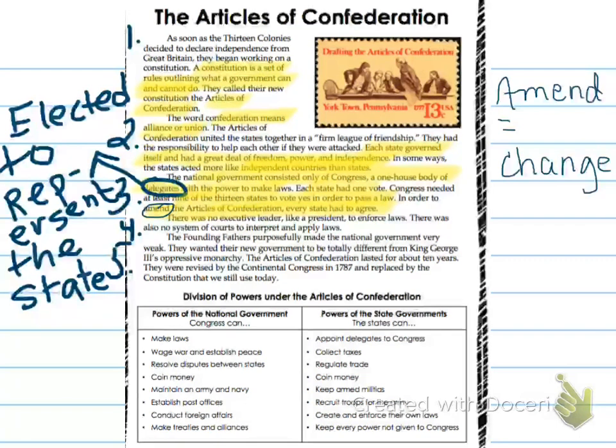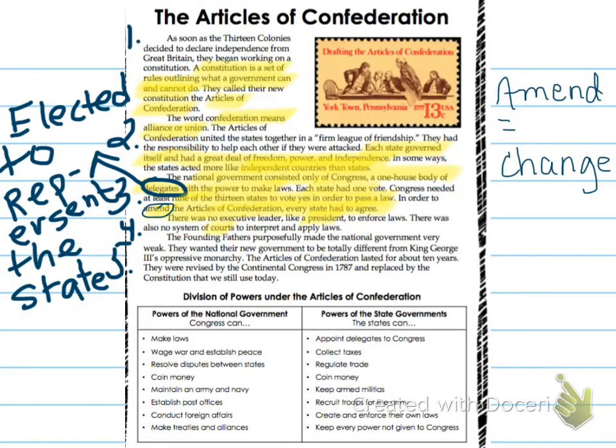Okay? So paragraph 4, here we go. It says, there was no executive leader like a president to enforce laws. There was also no system of courts to interpret and apply laws. Ugh. So they had no president and basically no court. That's probably not a good thing.